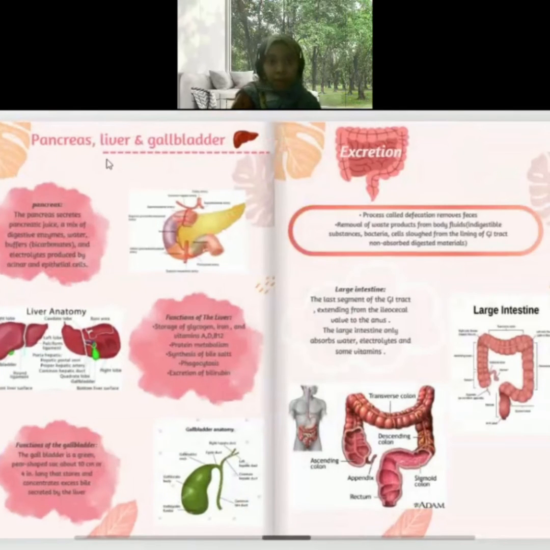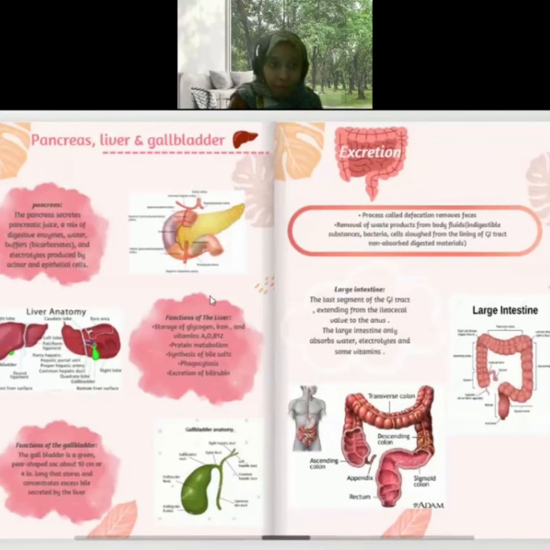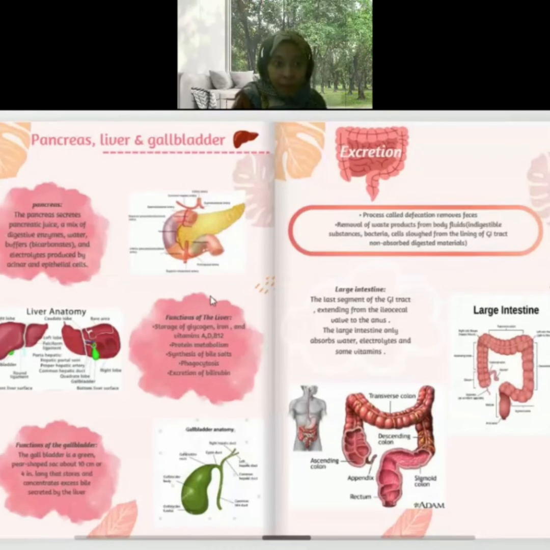Next, we have the pancreas, liver, and gallbladder. The pancreas secretes pancreatic juice, a mix of digestive enzymes, water, buffers, and electrolytes produced by acinar and epithelial cells.